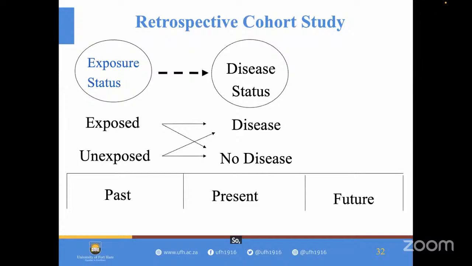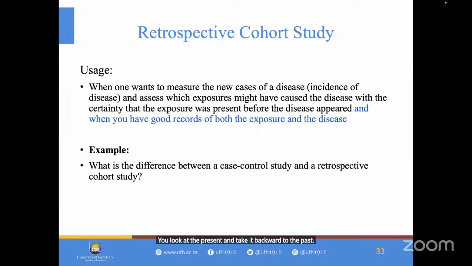So just as the name implies, retrospective, you look at the present and take it backward to the past. And what do we use a retrospective cohort study for? When one wants to measure the new cases of a disease, the incidence, and assess which exposure might have caused the disease, with the certainty that the exposure was present before the disease appeared, and when you have good records of both exposure and the disease.